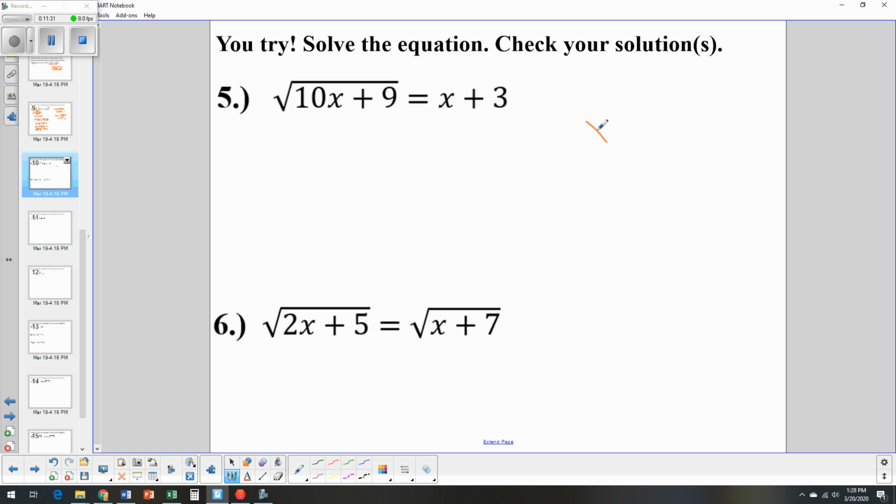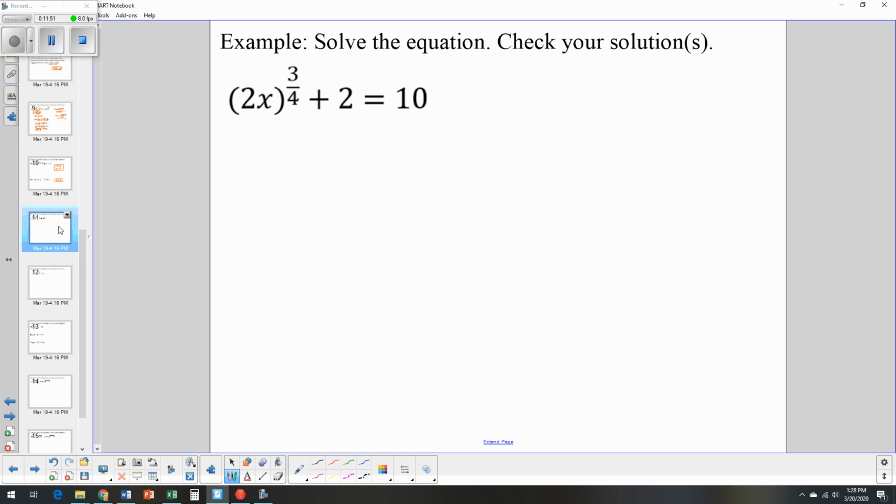For 5, we should have gotten x is 0 and x is 4. Both of them work when they're checked. And for 6, we get x is 2. And that works when it's checked.